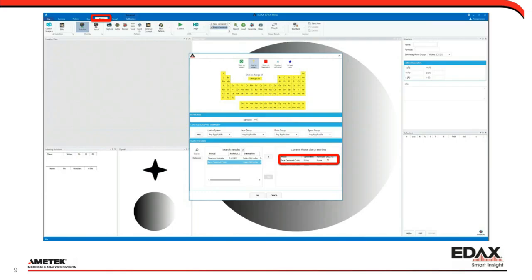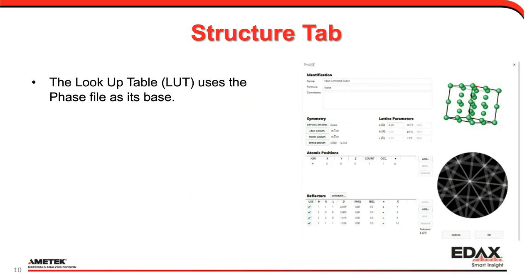And again, the phase list you're going to be using is on this right-hand side. So here we can see I just have a nice generic phase listed over here, and that does the job for what I was working on then. Now, the structure tab, when you actually click on those phases, is what the lookup table is going to start building off of to look at what we call the interplanar angles.